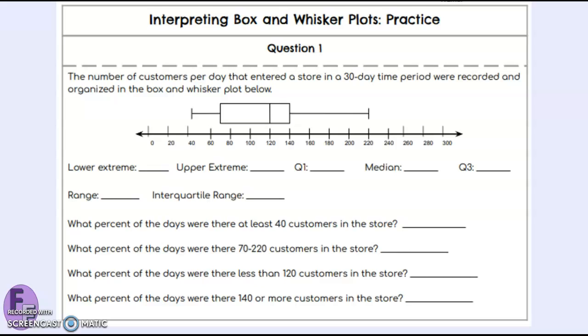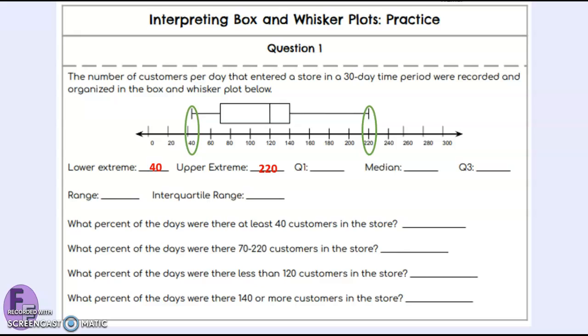Remember, the box and whisker plot is just set on a number line for you to interpret where each piece of the data falls. The lower extreme is the smallest number of the box and whisker. In this case, the lower extreme is 40. The upper extreme is the largest number of the box and whisker. In this case, 220. Remember, it is the box and whisker you're looking at, not the largest and smallest number on the actual number line.